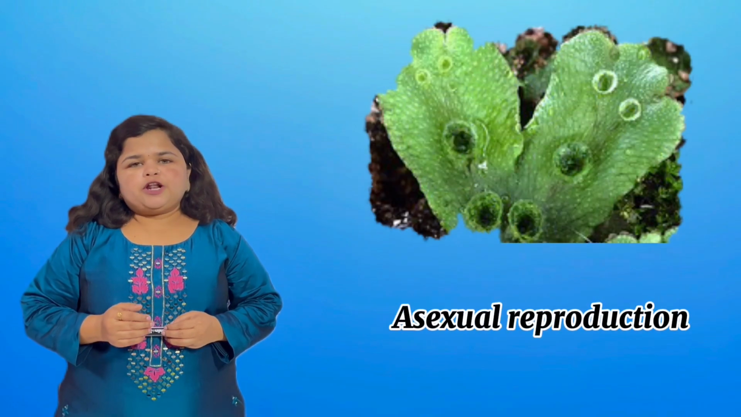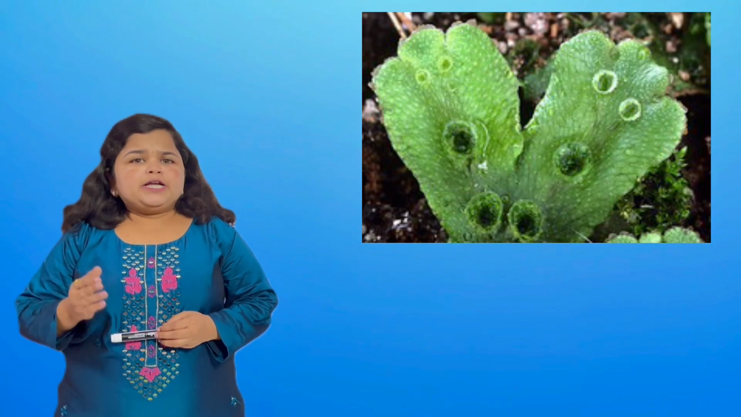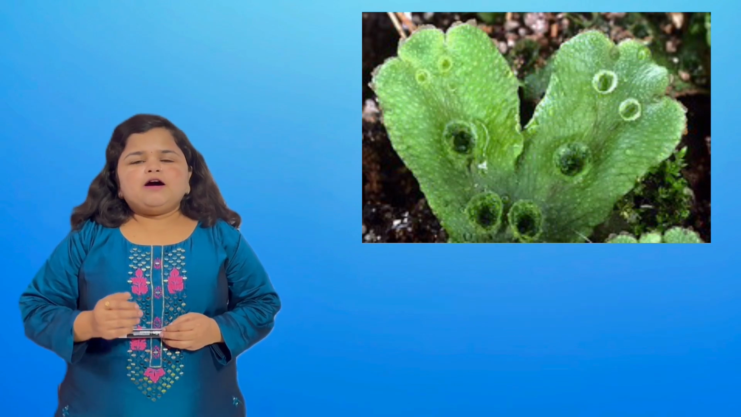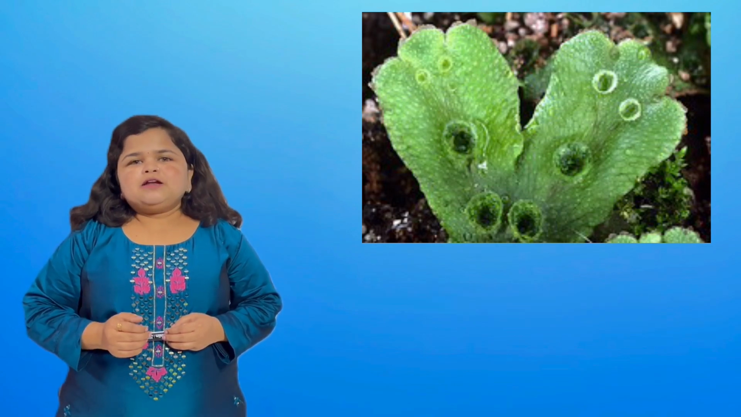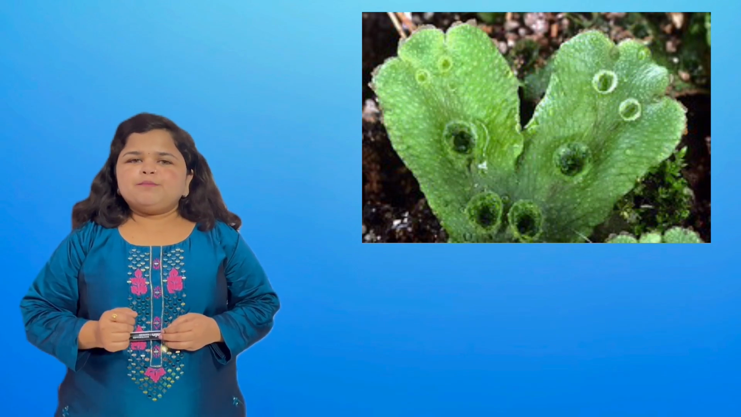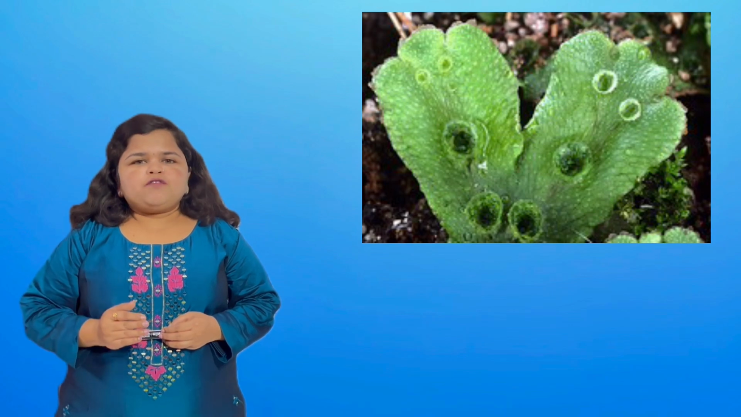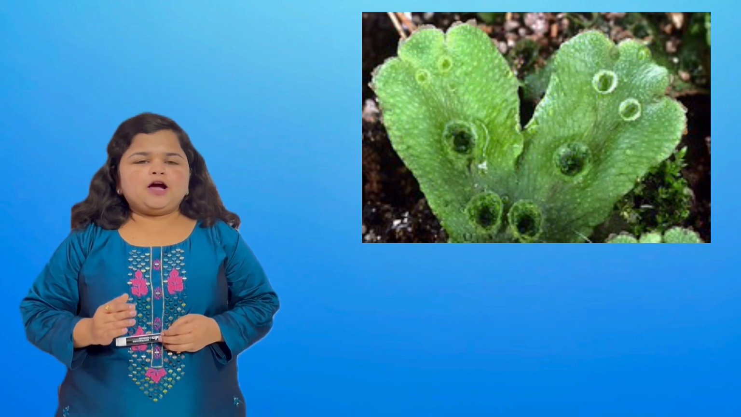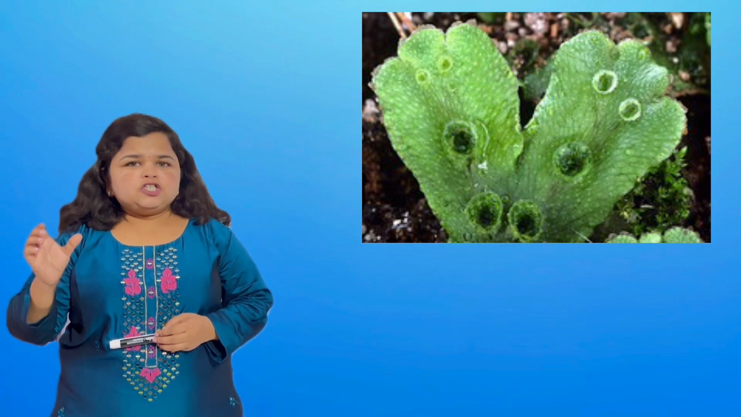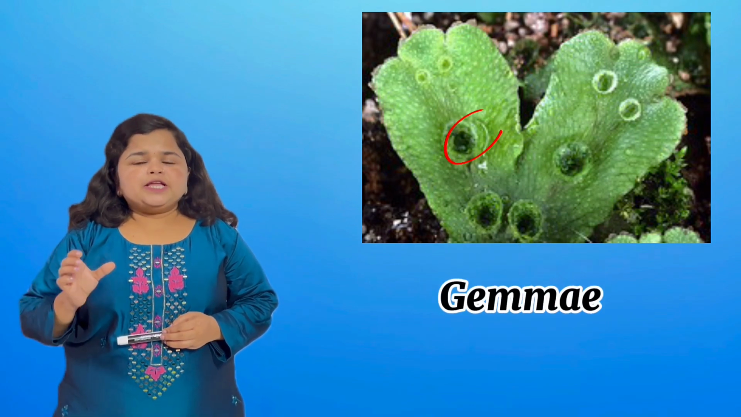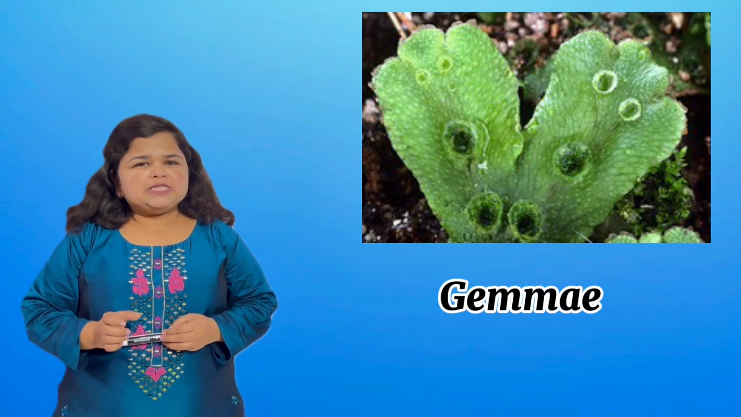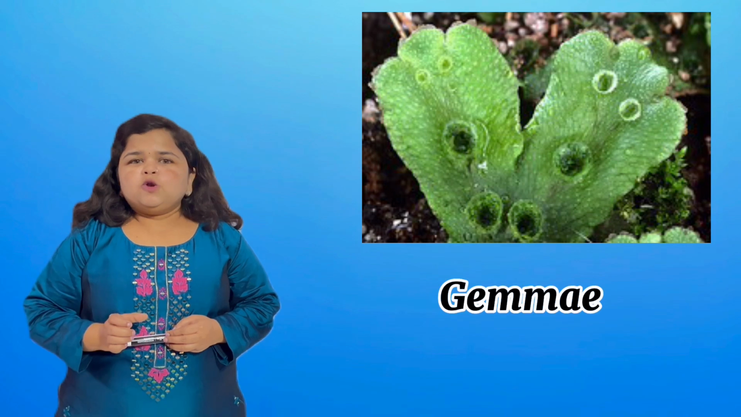About the asexual reproduction of Marchantia, it takes place by means of fragmentation. As earlier in the algae topic, we discussed that their asexual reproduction is through fragmentation. Similarly, in bryophytes, it takes place through fragmentation. But another thing about Marchantia is there is a specialized structure, that is the gemmae. Gemmae are green multicellular asexual buds which are present in a small receptacle known as a gemma cup.